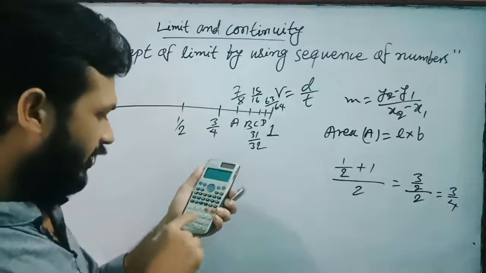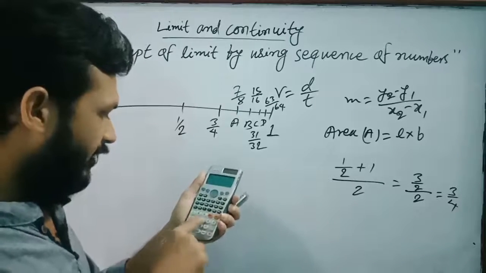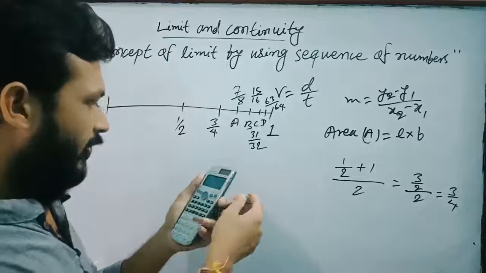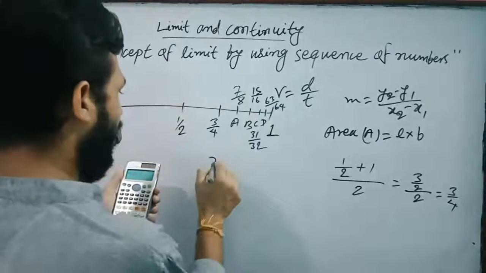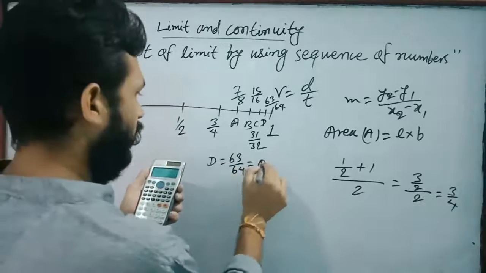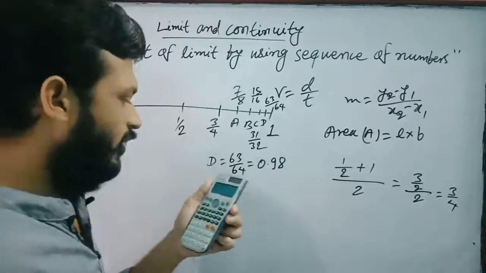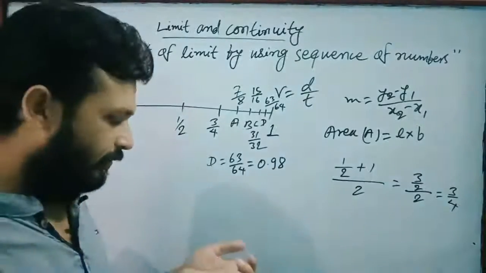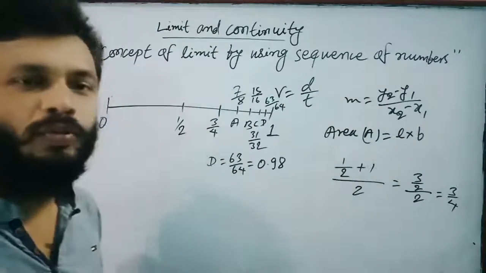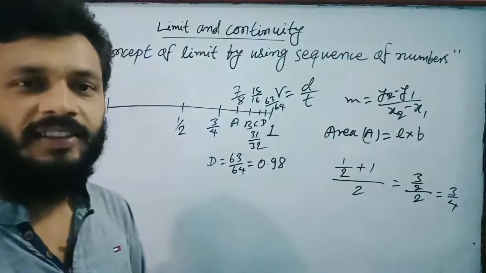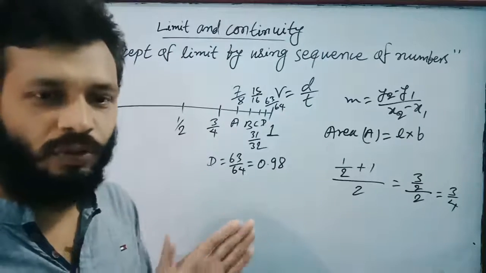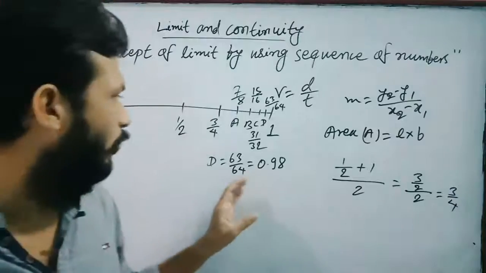So add 63 divide 64. We get what? 0.98. Yes, the value of D equal to 63 upon 64 equal to 0.98. Understood? 0.98. Are you clear? So we can write the value of D equal to 1, approach 1. Understood? Which is the limit value. That is called limit value. Approach value means limit value.